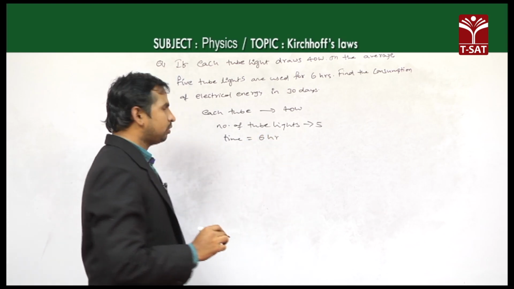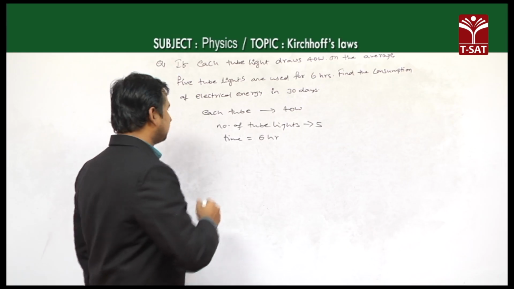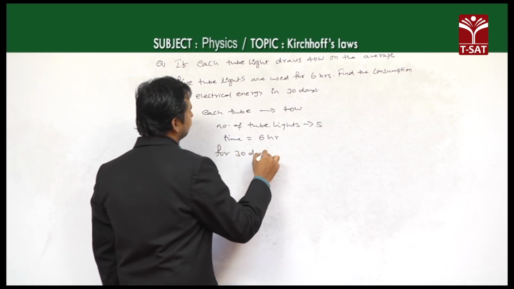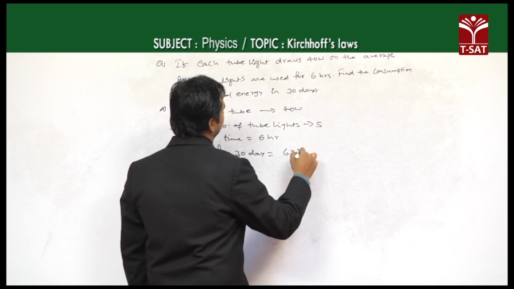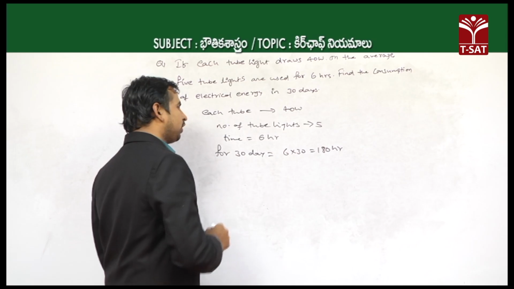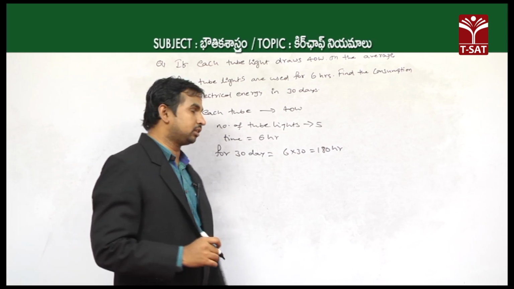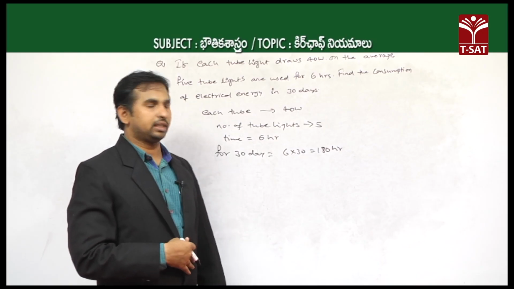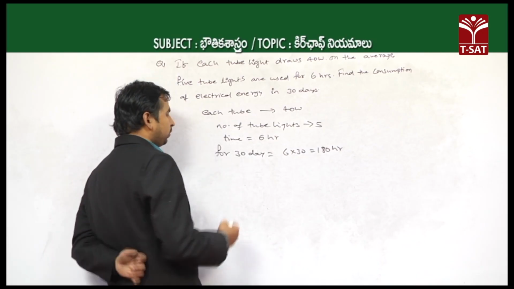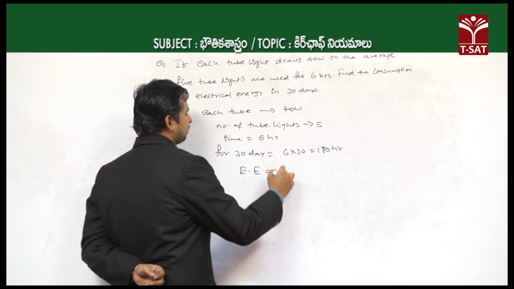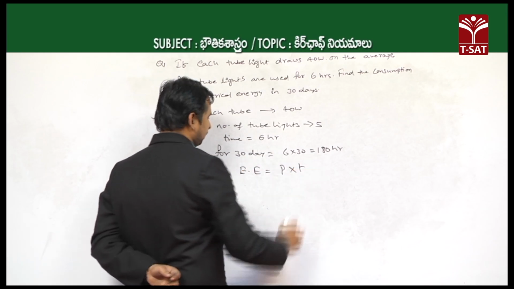Then in a day if you are using for 6 hours, then for a month, which is 30 days, the consumption time becomes 6 into 30, which is 180 hours. Then if you are using for 180 hours in a month, and we are using the wattage of 40 watts in each case, then how much electrical energy are we getting? We know that the electrical energy is nothing but equal to power into time.